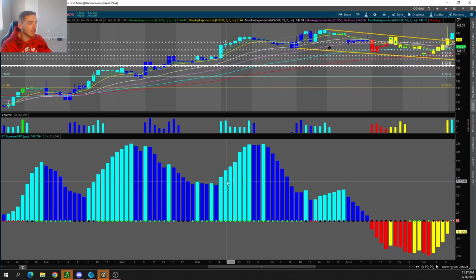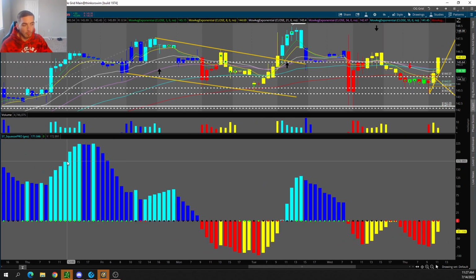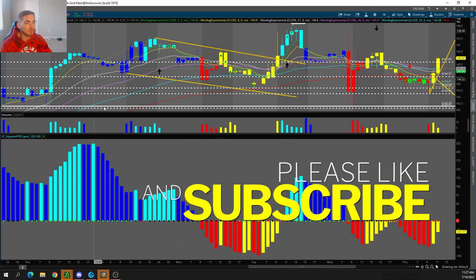Then at the same time, you have just the length of these histogram bars. Basically what this is telling you is the overall momentum. If the light blue bars are growing and getting bigger, this is letting you know that the overall momentum to the upside is growing. However, if the dark blue is coming down, this is letting you know that that momentum is really dying down. And again, as you can see, these bars shrunk significantly.